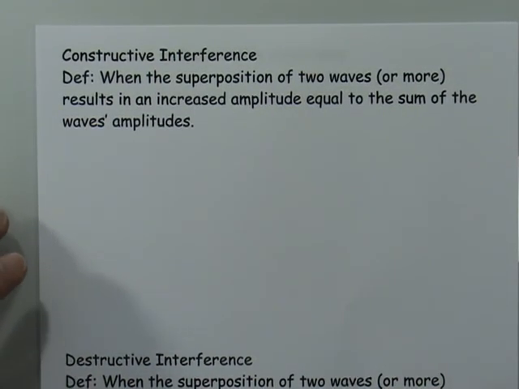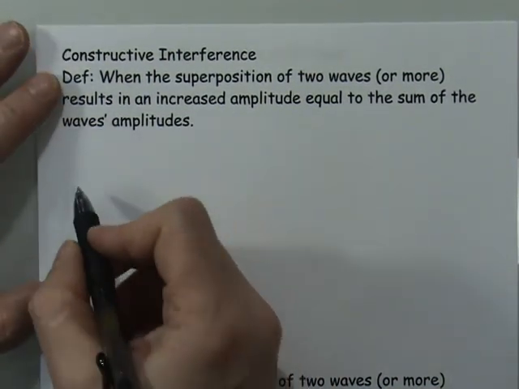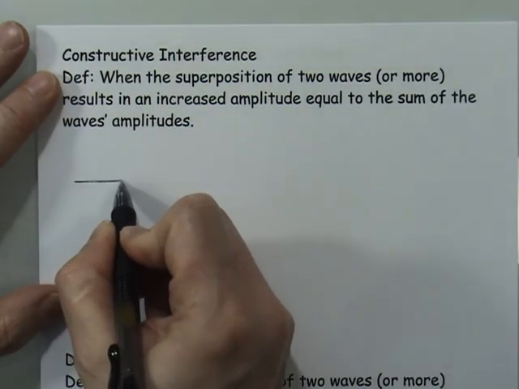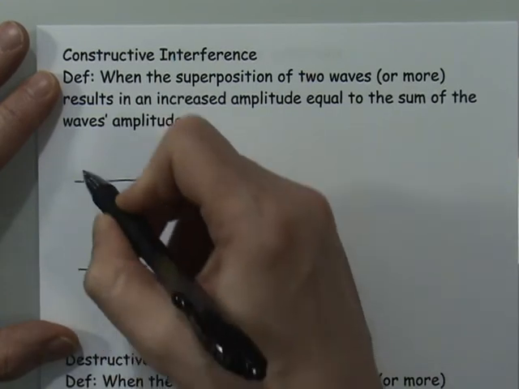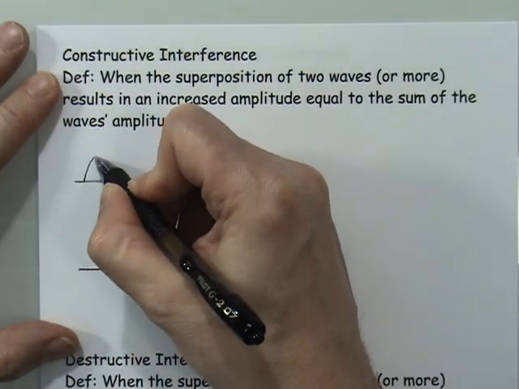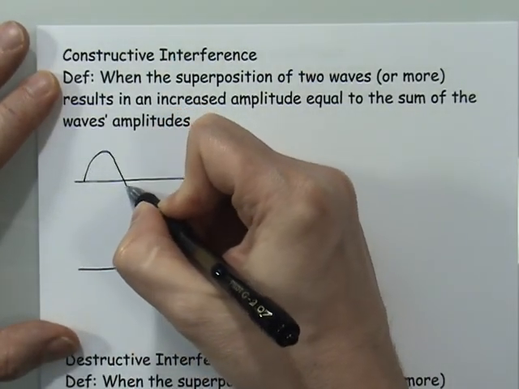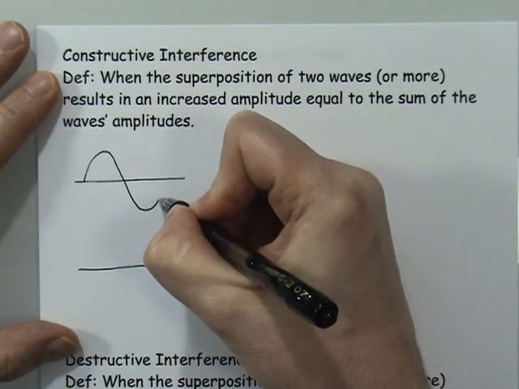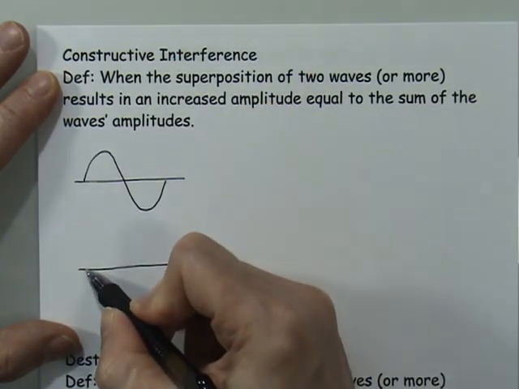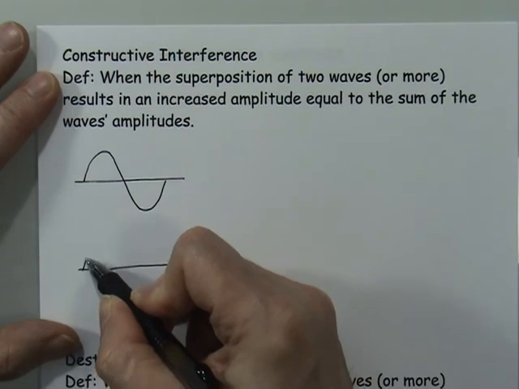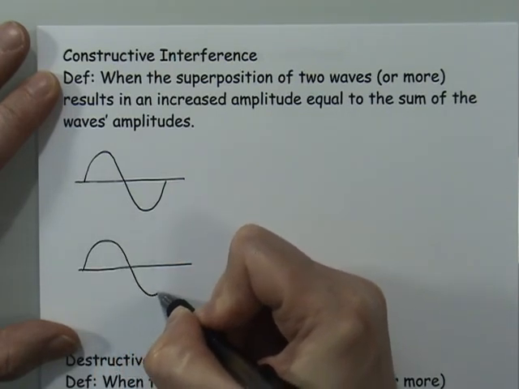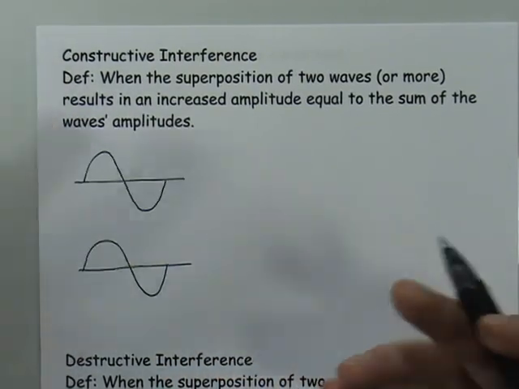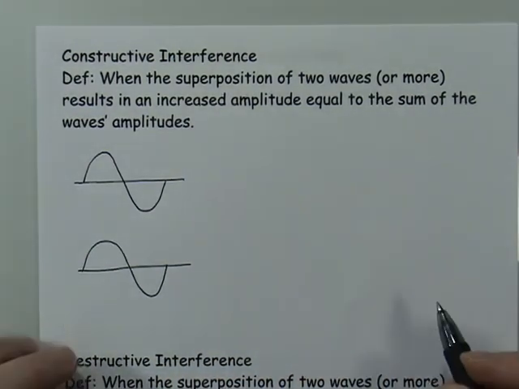Now, the easiest way probably to think about constructive and destructive interference is if we draw a couple of simple diagrams. So I'm going to draw two identical waves. These are going to be periodic waves though. So in the previous video we were essentially looking only at pulses, but now we want to be able to look at periodic waves. Okay, so here are two nearly identical waves.